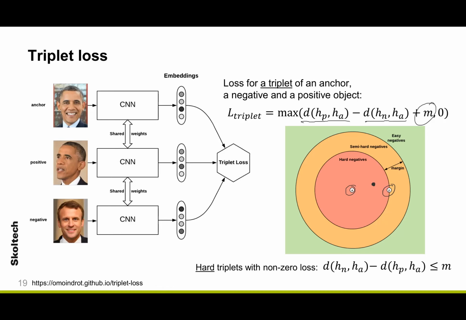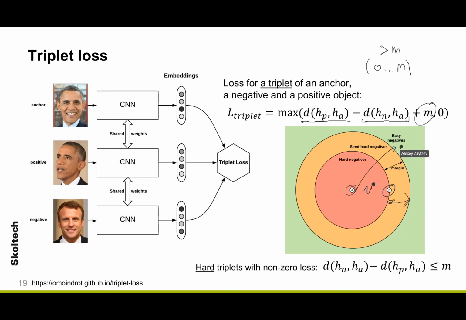Basically, it is smaller than this guy. So it is larger than m here if we have a negative object here, we have larger than m loss. If it's here, we have something between 0 and m. And here we have 0, we have easy negative here.